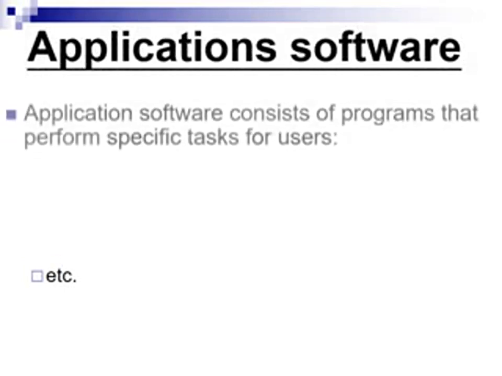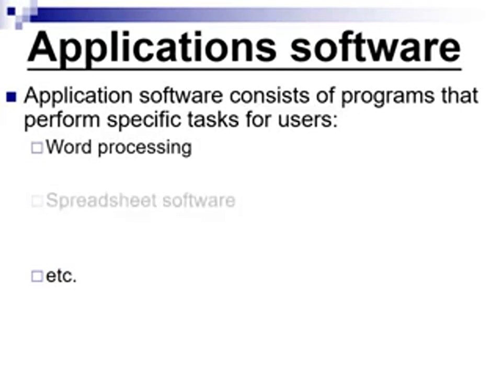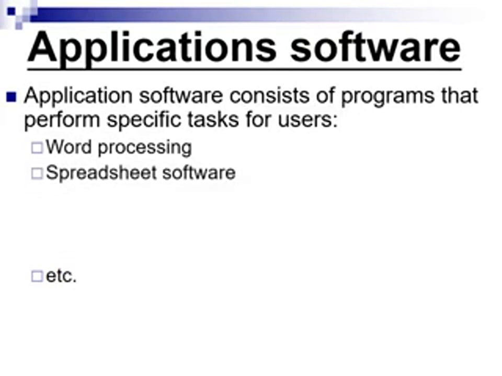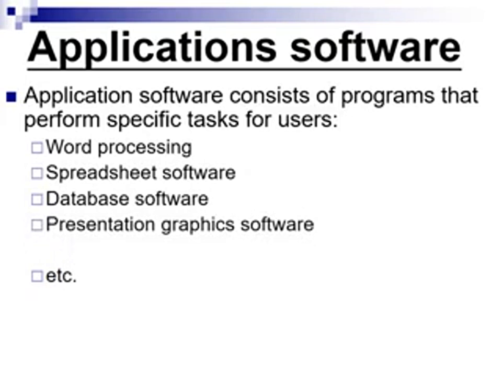Application software consists of programs that perform specific tasks for a user. There are a lot of them. The first one is word processing, spreadsheet, database software, presentation, and desktop publishing software. These are the application software.